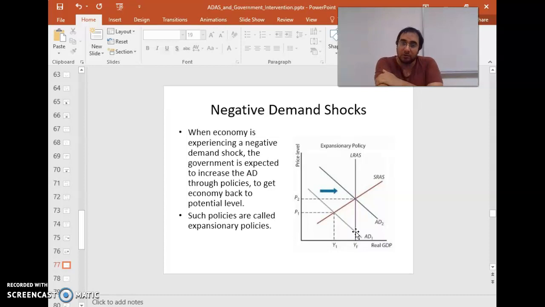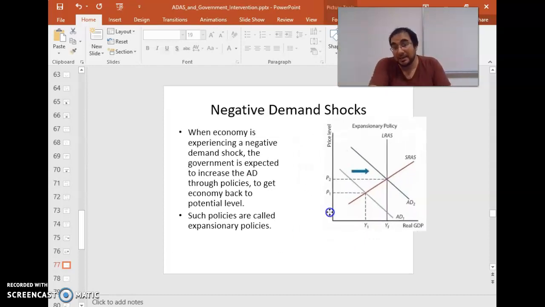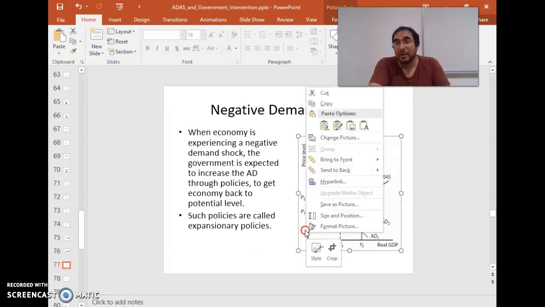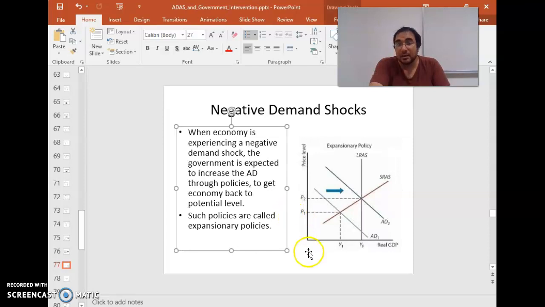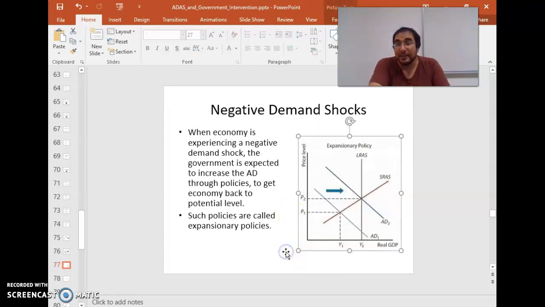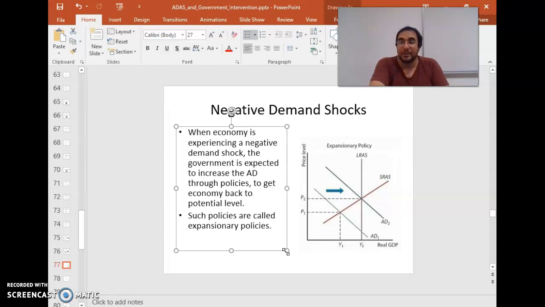You will go to this point where you have the same output level, but at a lower price. So negative demand shocks will, in the long run, bring you to the same output level at a lower price, as a result of, let's say, a rightward shift, an increase in the short-run aggregate supply in the long run.